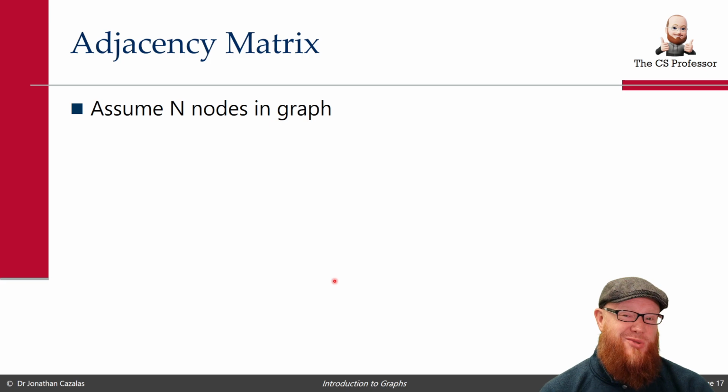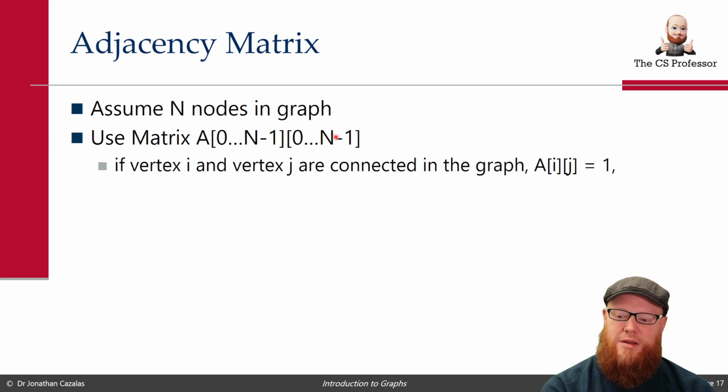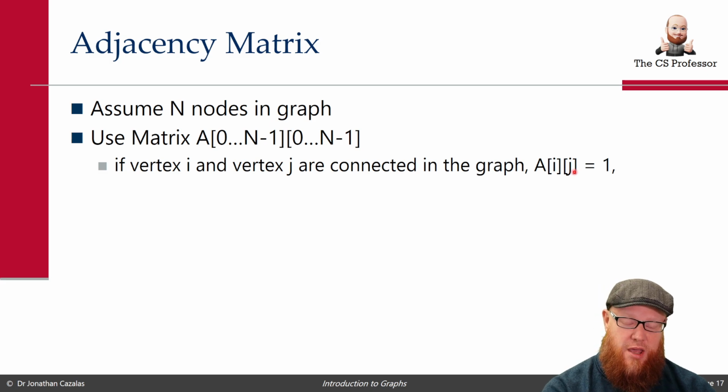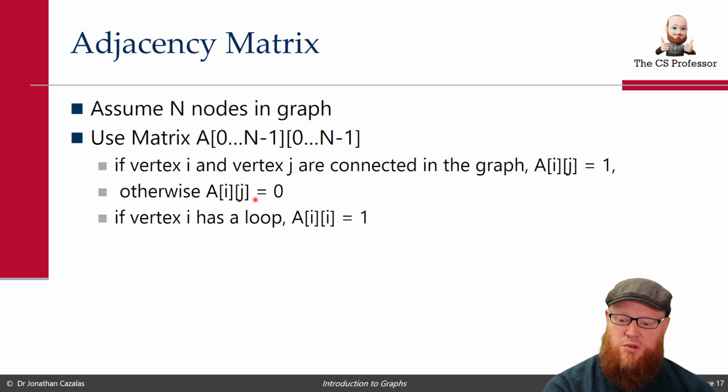In adjacency matrix, it's really just a two-dimensional array. Let's assume that we have n nodes in our graph, so we're really going to have an array of size n by n. Let's call the array A. It's going to go from index 0 to n minus 1, the number of rows, and for each row, there will be from 0 to n minus 1 cells. If vertex i and j are connected in the graph, well, the array A at index ij will equal 1. Otherwise, array at index ij will equal 0.